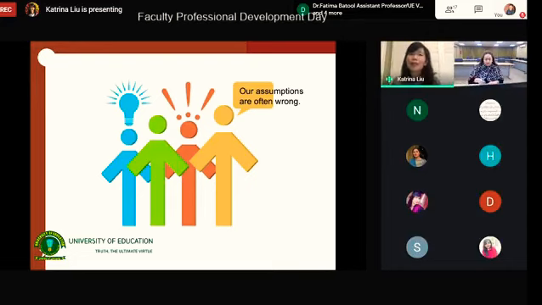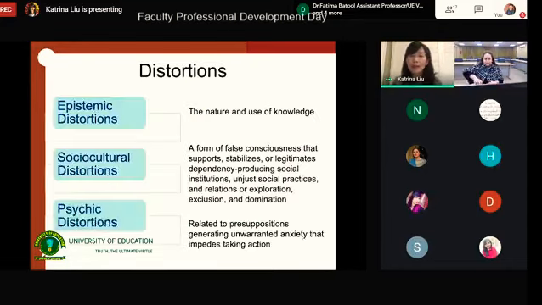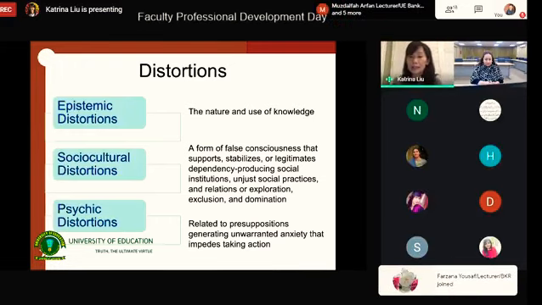Unfortunately, our assumptions are often wrong. Why? Because our assumptions are heavily dependent on a lot of distortions. We have epistemic distortions that deal with the nature and the use of knowledge. And we have sociocultural distortions. And we also have psychic distortions. Psychic distortions are related to individuals, especially individuals' presuppositions generating unwarranted anxiety that impedes taking actions.